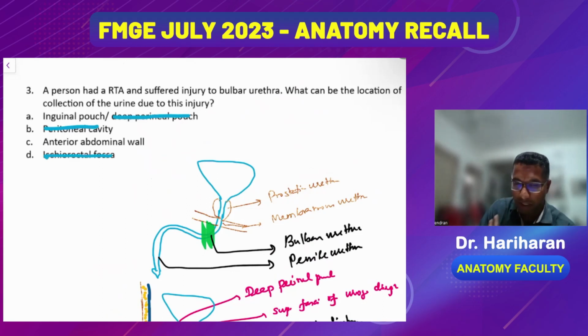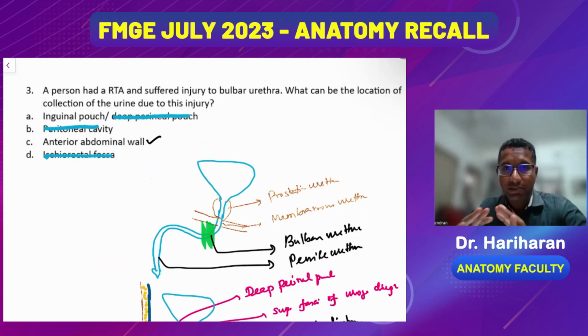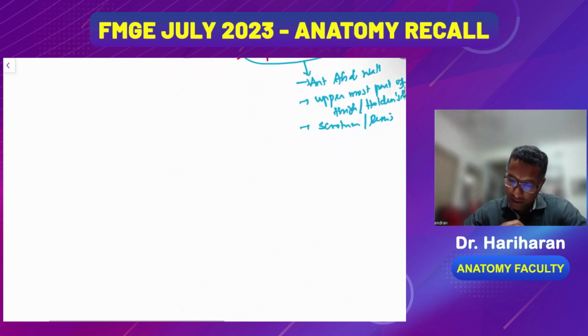Since the superficial perineal pouch is connected to the anterior abdominal wall, the appropriate answer for this question is anterior abdominal wall. Okay, guys, things are very, very simple. If you understand the perineal pouches, this question has come many times. If you understand the questions, then it is very easy to answer. Okay, fine. So we'll go to the next topic, guys.